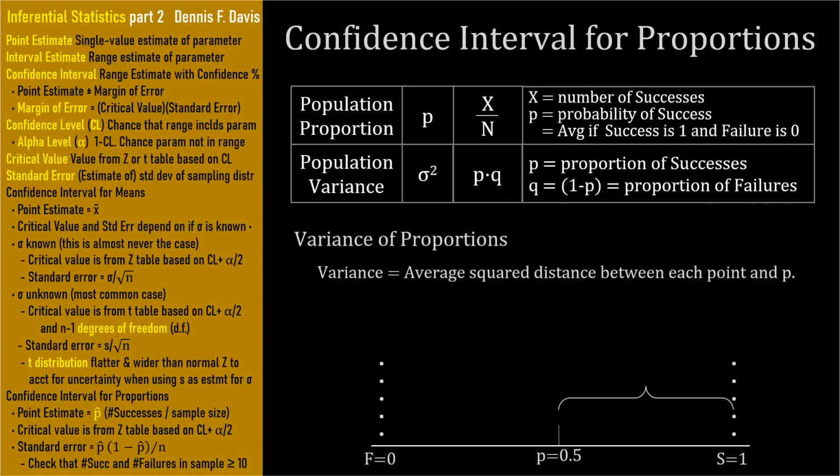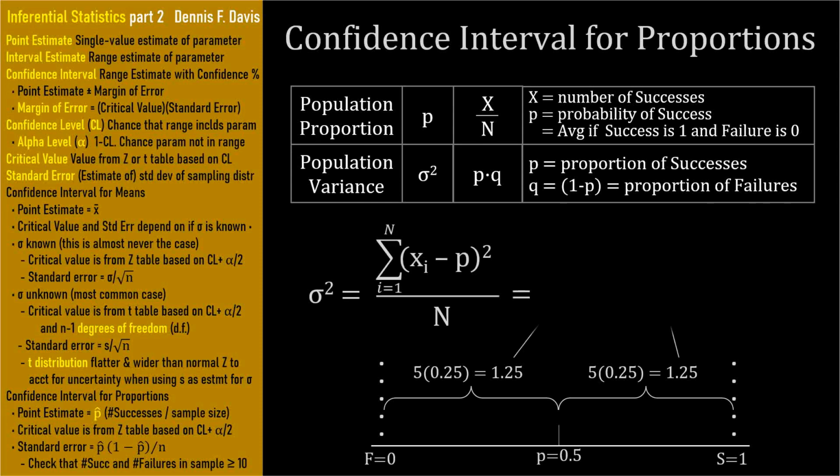Each success has the value 1, and p equals 0.5. So this distance is 1 minus 0.5, which is 0.5. We want the squared distances, so 0.5 squared is 0.25. And there are 5 successes, so 5 times 0.25 equals 1.25. For each failure, to which we attribute the value 0, the distance is 0 minus p, which is 0 minus 0.5, or negative 0.5. Negative 0.5 squared is positive 0.25. And again, there are 5 failures, so 5 times 0.25 is 1.25. Add them together, and the sum of these squared distances is 2.5. To find the average squared distance, we divide by the population size n to get 0.25.